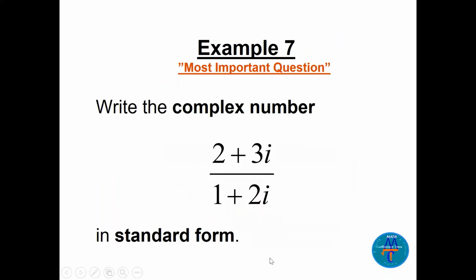Let's take the most important question in this lecture. It's not difficult, remember, it's not difficult, but it's the most important. All the difficult questions, you have to compare with example 7, believe it or not. I will show you. If I say here, write the complex number, all this, in standard form. See, this is 2 plus 3i divided by 1 plus 2i. Write all this in standard form. So what do we do?